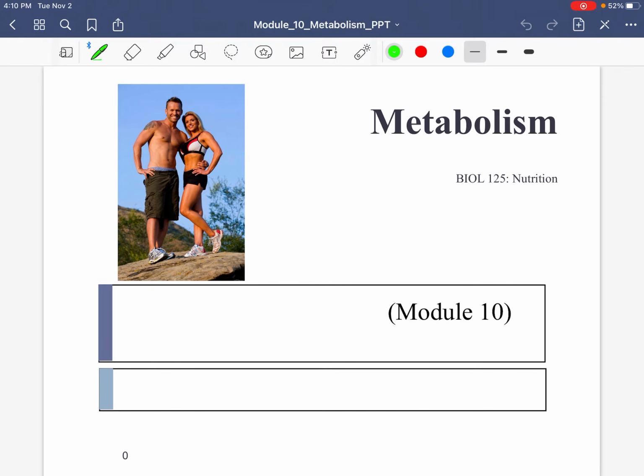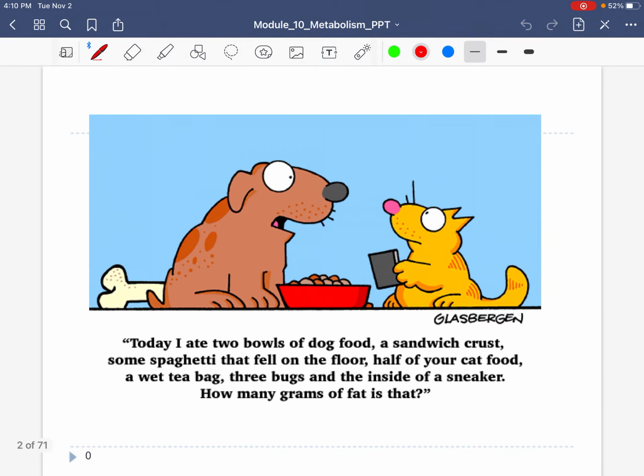Hello, this is Bio 125 Nutrition, and here we are talking about metabolism. Don't be scared now, don't be scared. I'm here to walk you through it, and we're going to get through it together. Little funny cartoon to start things off for you.